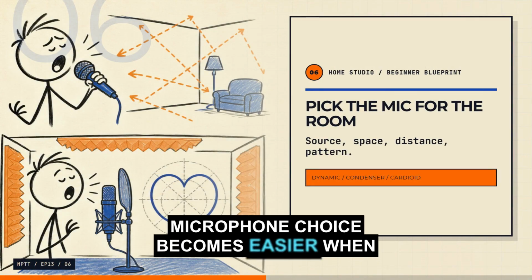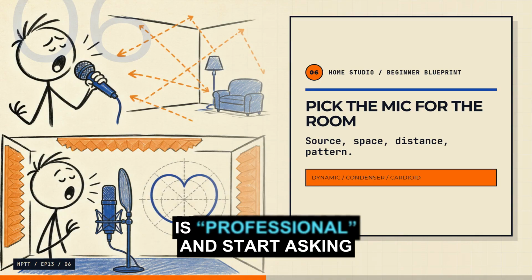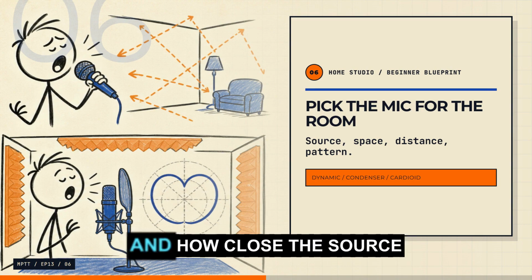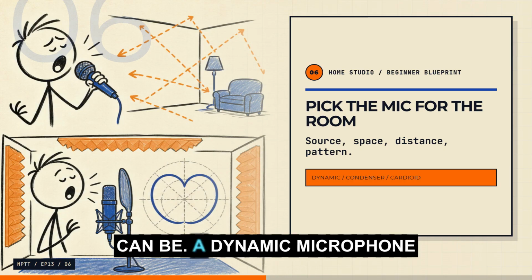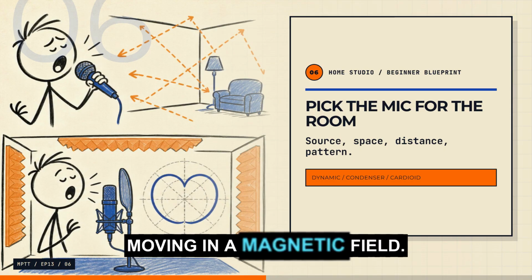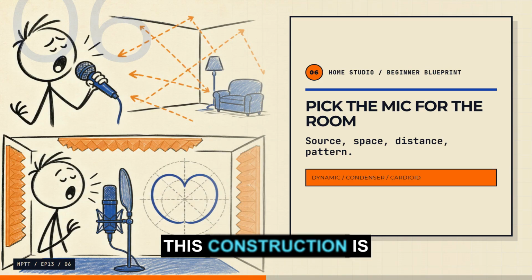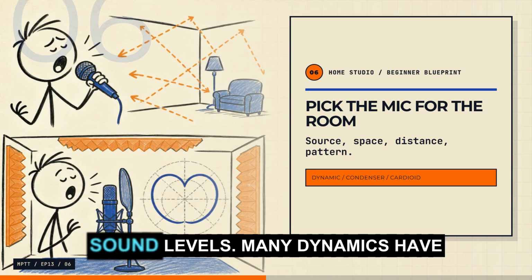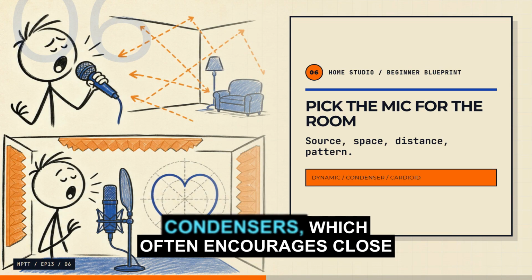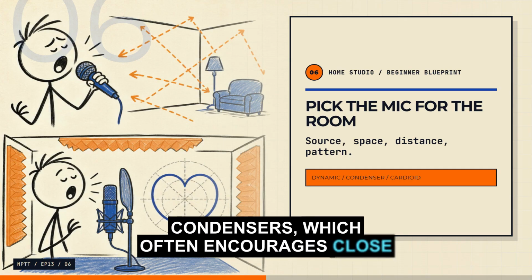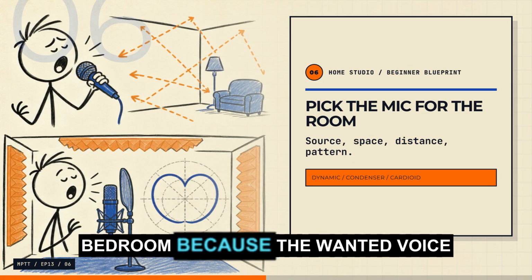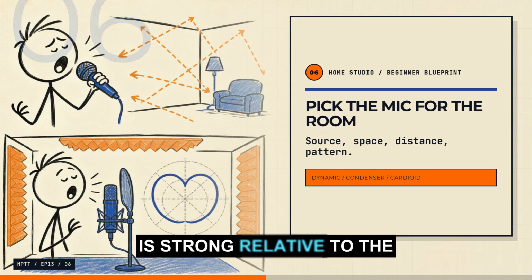Microphone choice becomes easier when you stop asking which mic is professional and start asking what you are recording, where you are recording it, and how close the source can be. A dynamic microphone uses a diaphragm attached to a voice coil moving in a magnetic field. This construction is rugged and can handle high sound levels. Many dynamics have lower sensitivity than typical studio condensers, which often encourages close placement. That can be helpful in a noisy or reflective bedroom because the wanted voice is strong relative to the room.